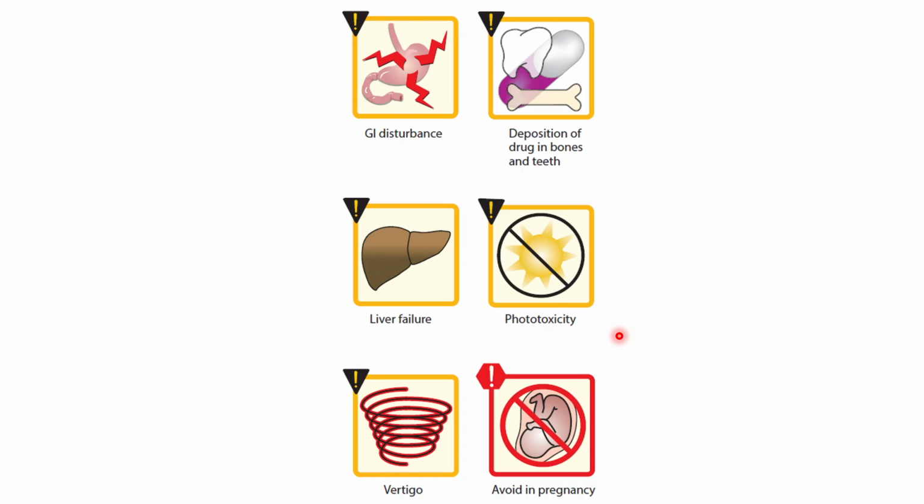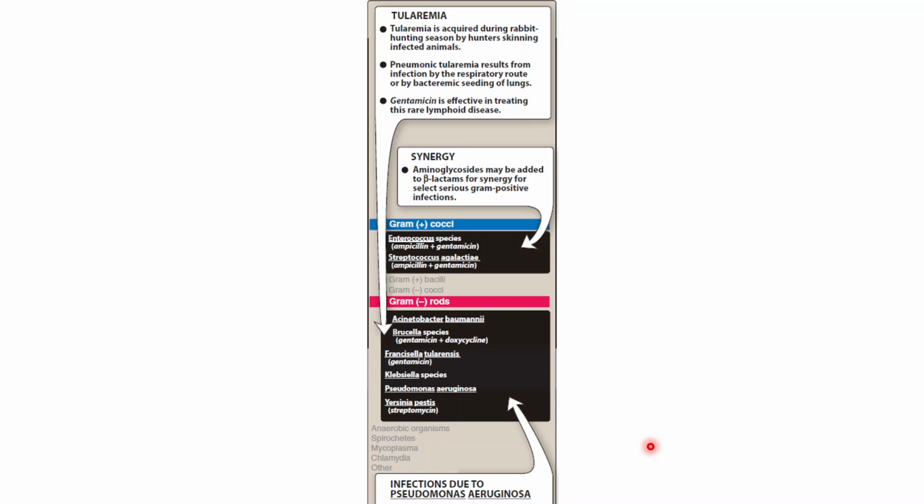avoid direct sun exposure. Then vertigo, and avoidance in pregnancy because of the deposition in the bones. That is why pregnant women and breastfeeding women should not use tetracyclines, because the bones will be prone to breakage. So breastfeeding women and pregnant women should avoid tetracyclines.